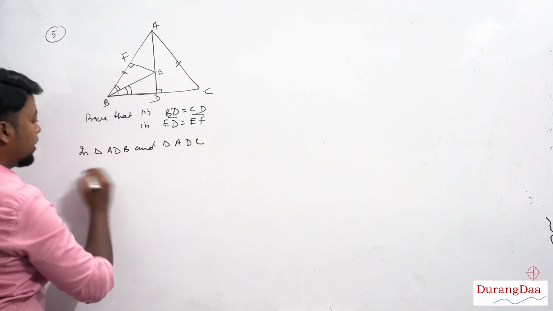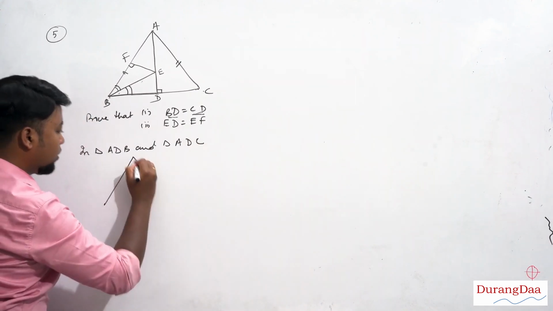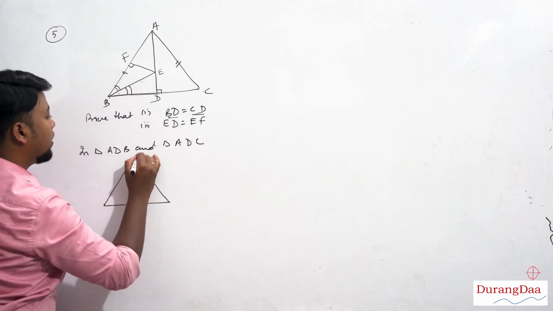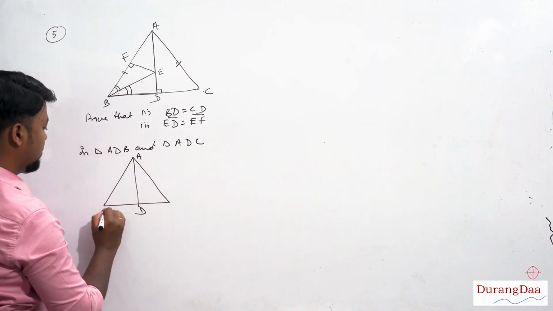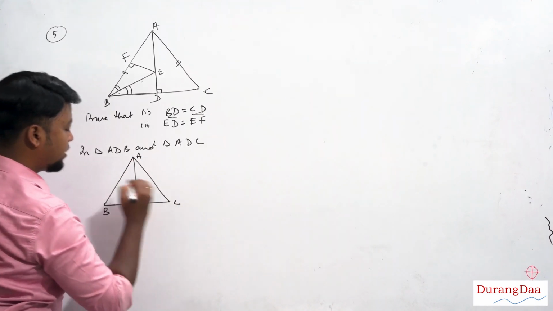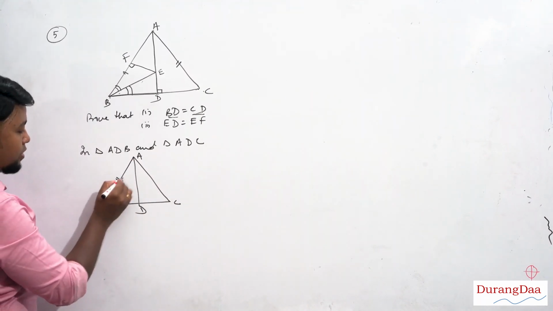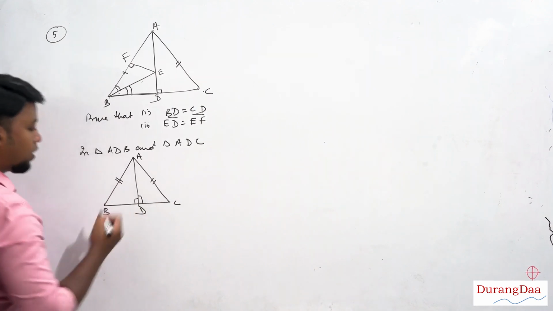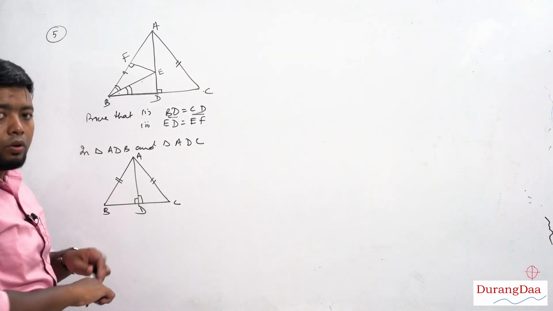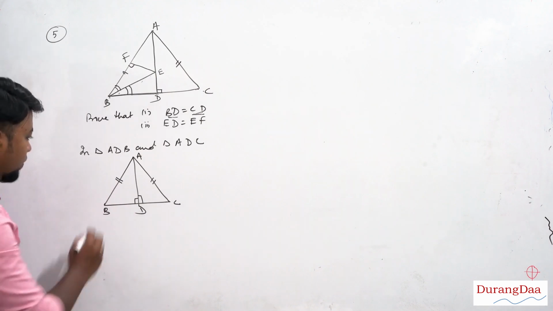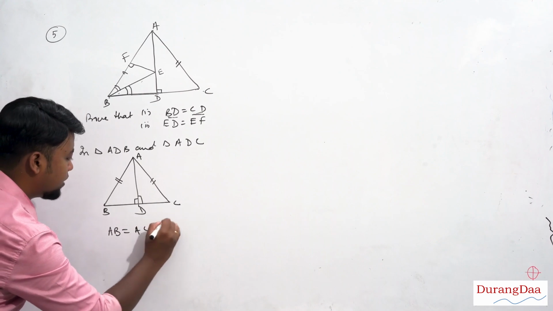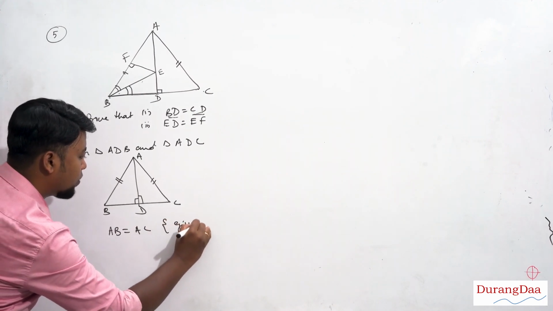All right. Let me draw the figure once more with only the two triangles which are required: triangle ADB and triangle ADC. It has been provided that AB is equal to AC, and 90 degrees are marked here. Now what we have to do? We have to prove them congruent. So first thing, it has been given that AB is equal to AC. This is given in the question.